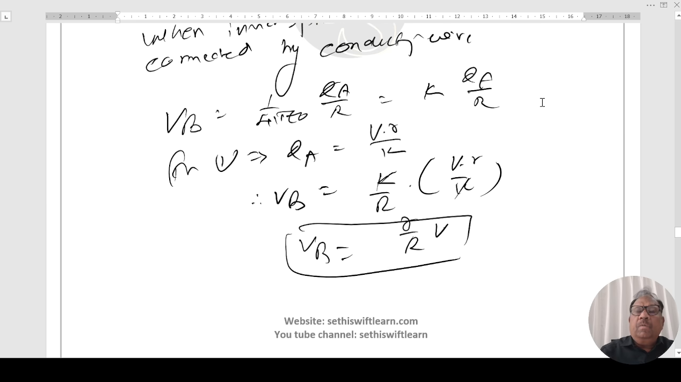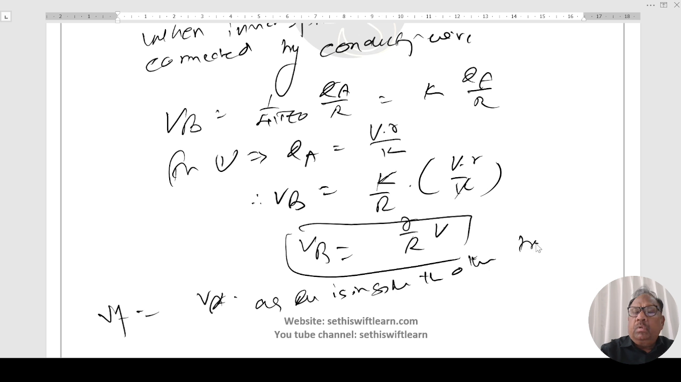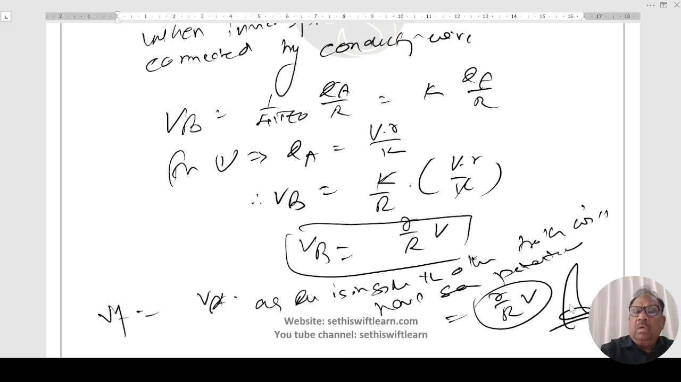Now the final potential VF will be equal, VA and VB will be the same, as one is inside the other. Both will have the same potential, and that will be equal to R upon capital R into V. Right, this is the answer.